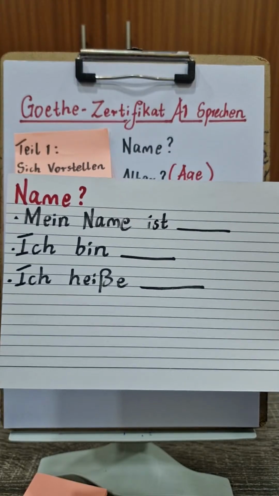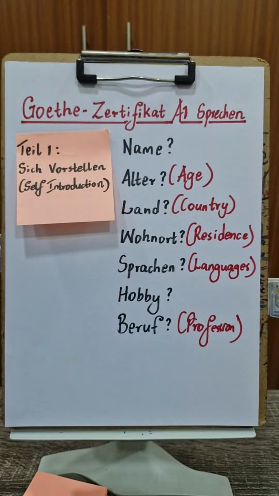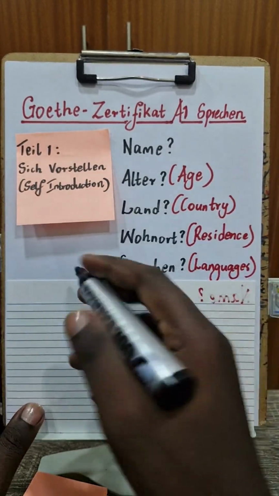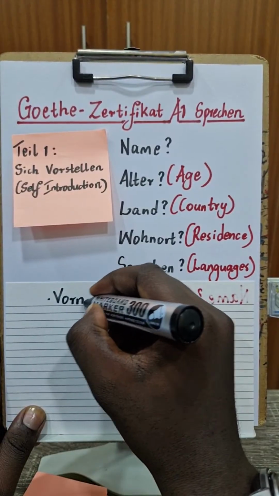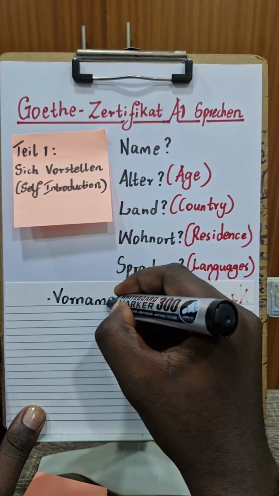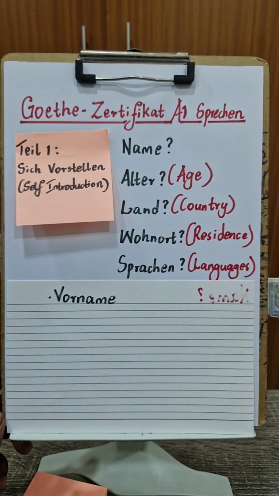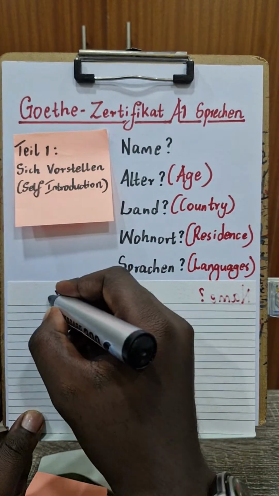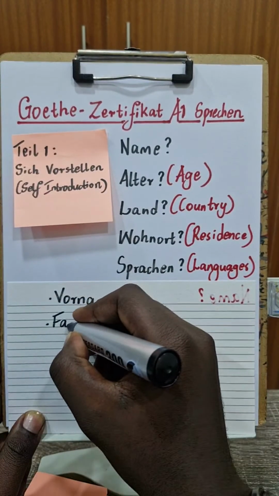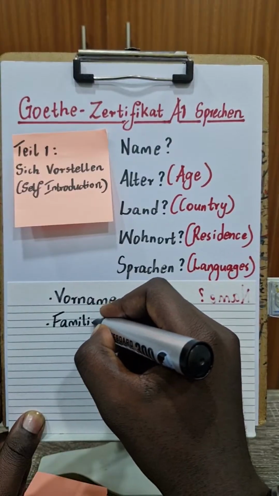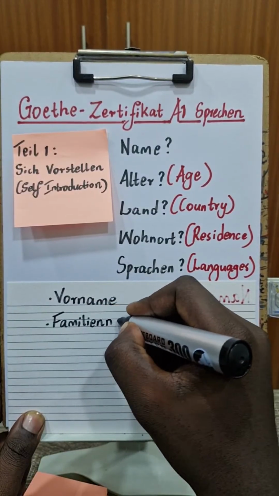Now, you might choose to go into particulars, like, for example, first name. The first name or the English name, we now refer to as Vorname. And then the family name, which is referred to as Familienname.